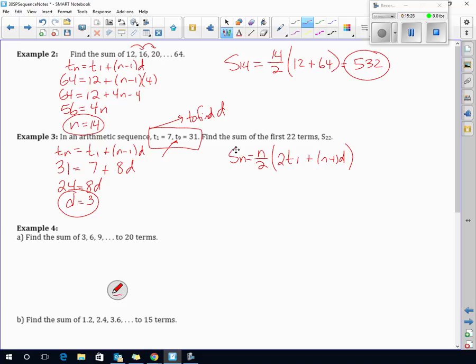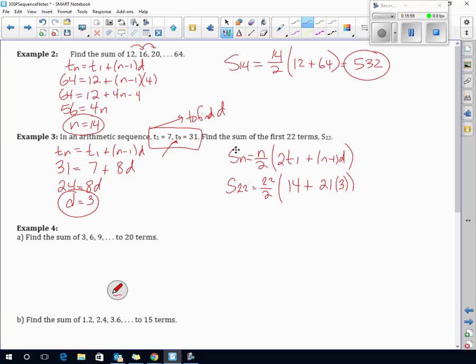So S22 equals 22 divided by 2 times 2 times the first term, which is 14, plus 22 minus 1, which is 21, times 3. If I punch all that in, what do I get here? 847. Any questions there?